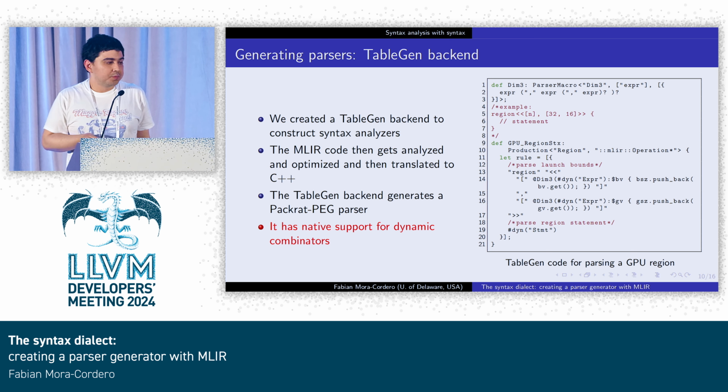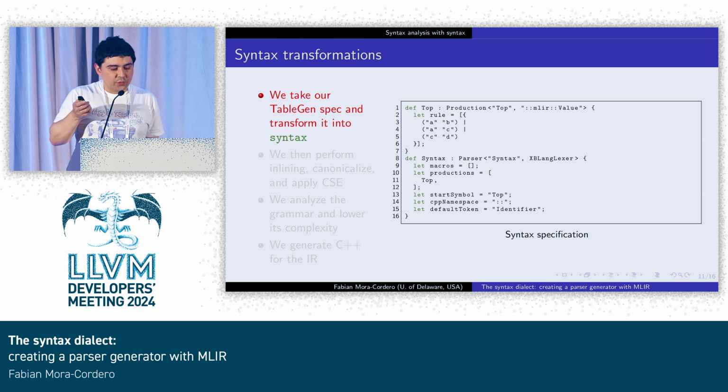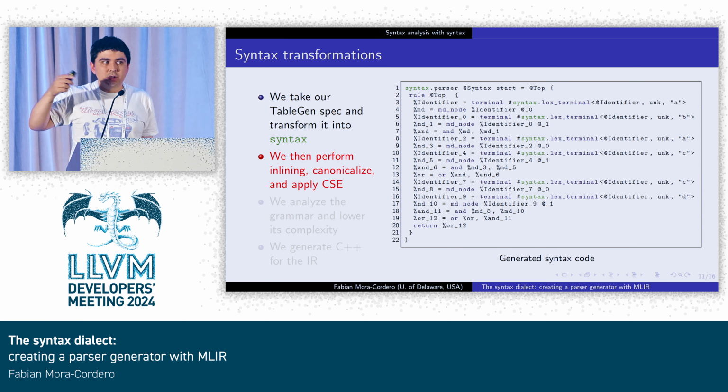So it's pretty straightforward how you can use it to create new parsing of some code. Now, in terms of the syntax transformations, we started with the TableGen code, and it's pretty standard. In this case, it is A or B, or AC or CD, and that is just the parser, and it just has one rule. And then we start performing inlining, canonicalize, and apply CSE to, again, start removing redundancies, get rid of all the macros, and have one coherent syntax.